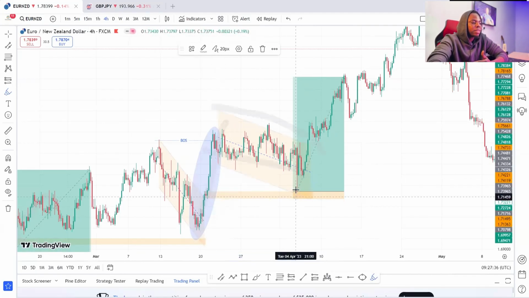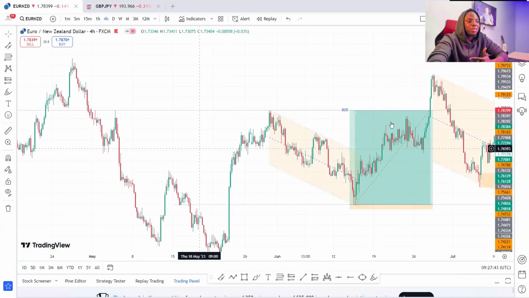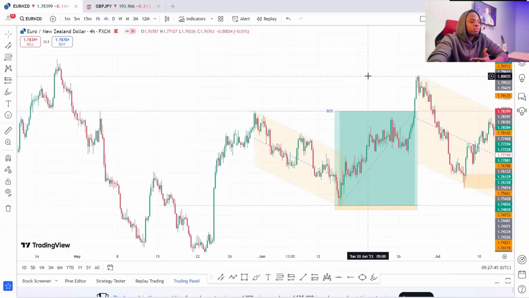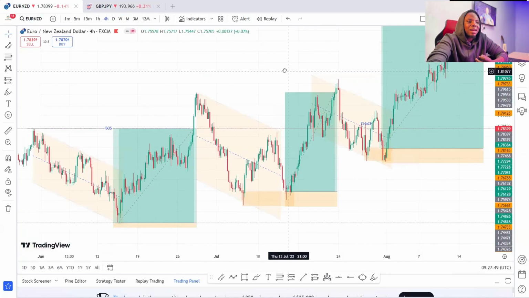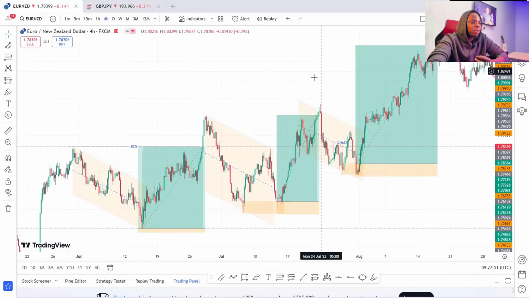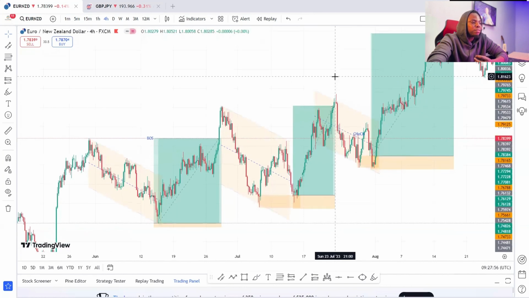Now, see what happened here. We have this push up. Look at the corrections to the downside, and the market did what? It gave us another good impulse movement to the upside. So all you just have to do is be patient and wait for the market to give us that particular movement we are looking for. Look at what happened here. This is a very good movement which the market has given.